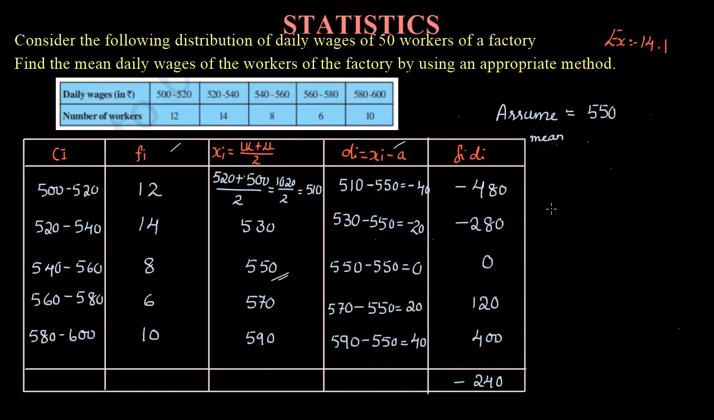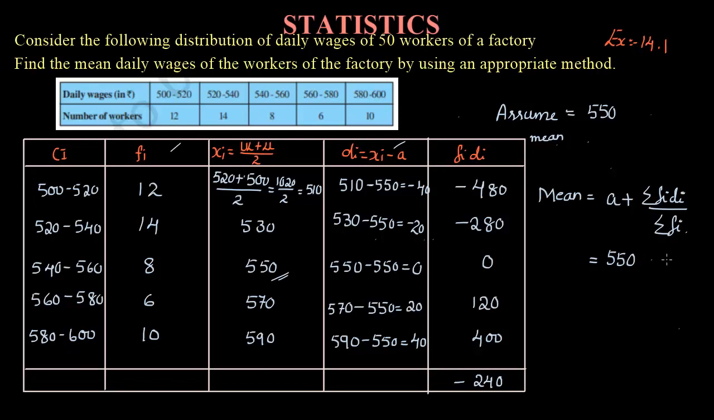Right? Now there is a little bit different formula for finding the mean by using the assumed mean method. What is that? We have the assumed mean plus, what we need to add? We should have here summation of fi di divided by summation of fi. What is the assumed mean? What we have assumed for this particular problem is 550.